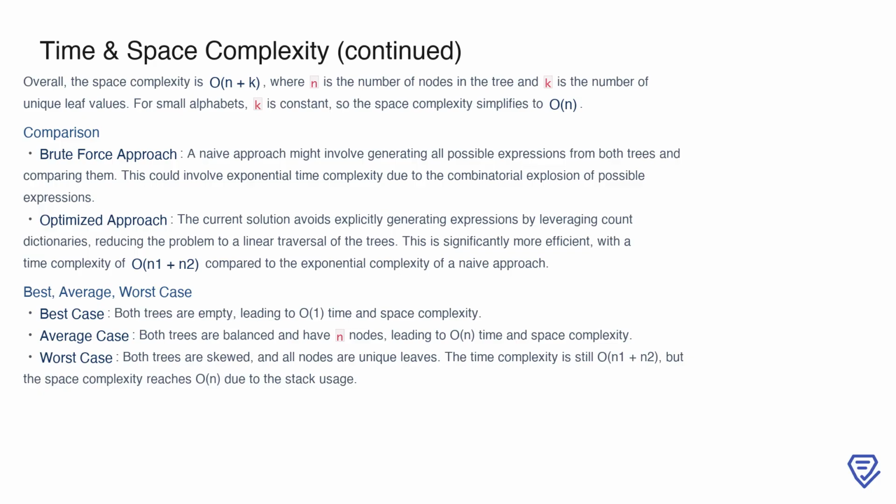Considering different cases, the best case occurs when both trees are empty, requiring only O(1) time and space. In the average case, with balanced trees having n nodes, the time and space complexities are O(n). In the worst case, with skewed trees and all unique leaf nodes, the time complexity remains O(n1 + n2), but the space complexity reaches O(n), due to the increased stack usage.